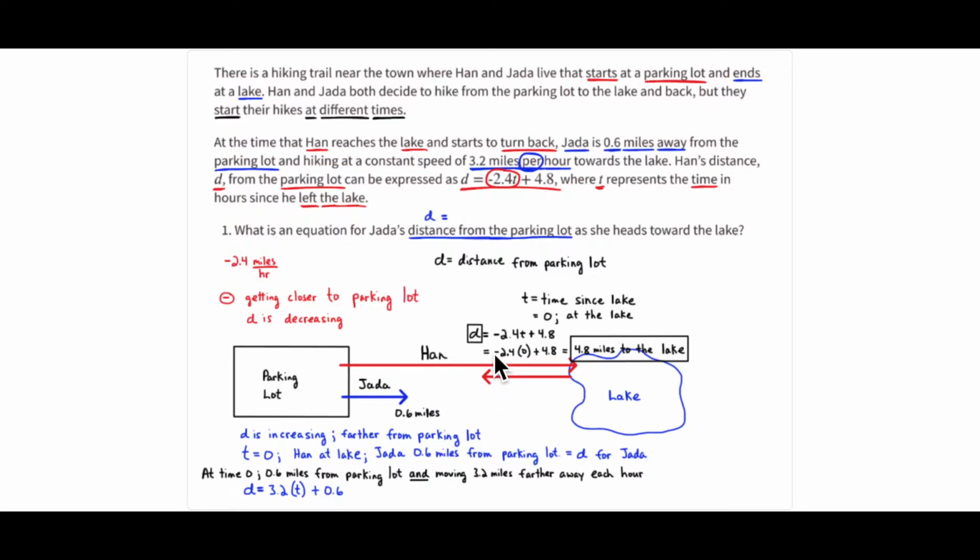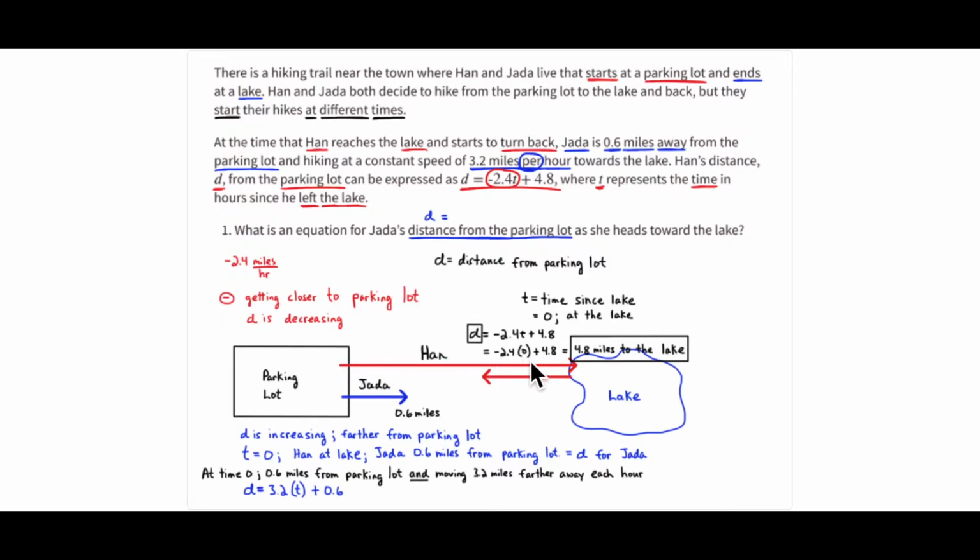Now notice if you use d in Han's equation, d is 0, so this is going to become a positive 2 4/10 t. What's the time when the distance from the parking lot for Han is 0? This is a positive 2 4/10 t because you move it over to this side of the equal sign, equals 4 8/10. Then t is equal to 4 8/10 divided by 2 4/10. If you work through that algebra, you get time is equal to 2 hours. So it takes Han 2 hours to walk from the lake to the parking lot.